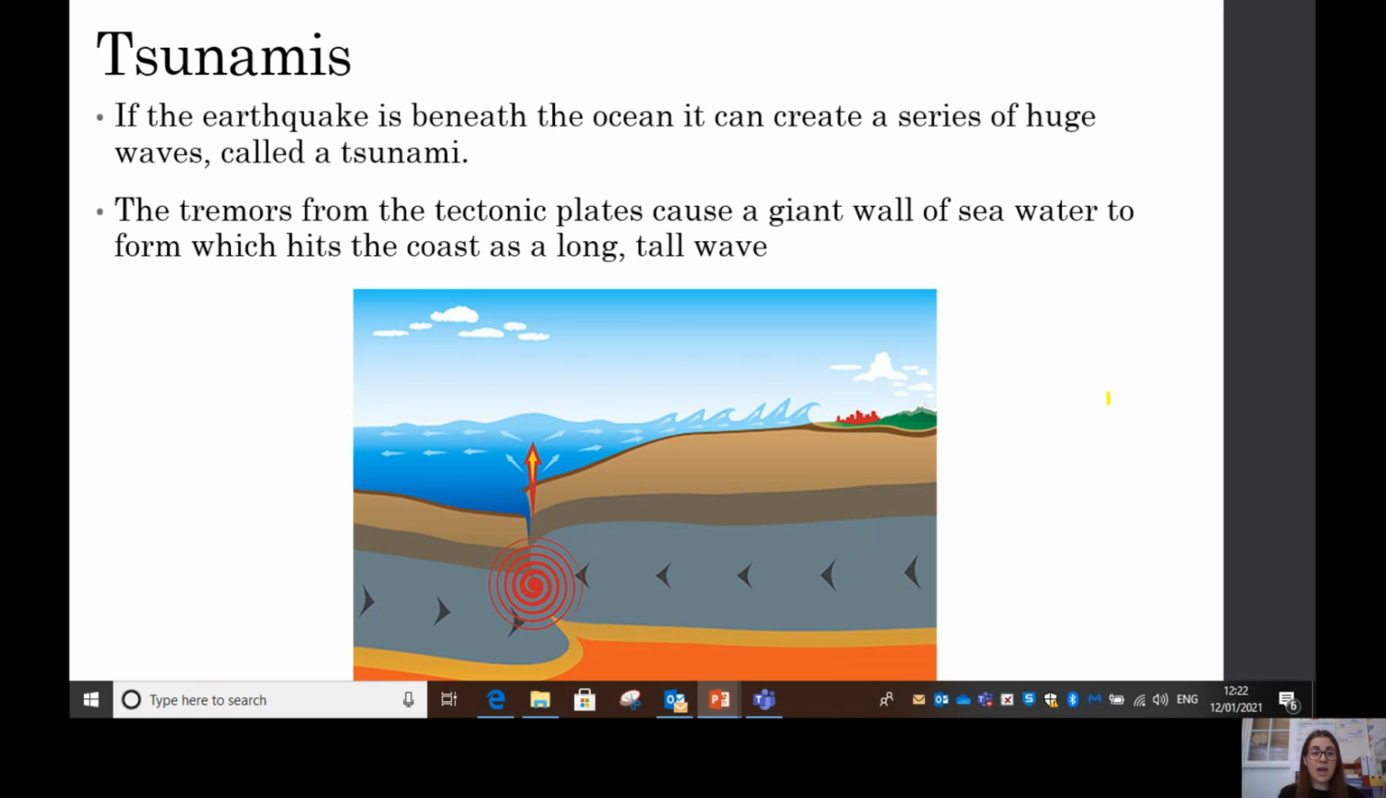The next effect of an earthquake is something called a tsunami. My turn, your turn. Tsunami. If the earthquake happens beneath the ocean, it can create a series of huge waves called a tsunami. The tremors from the tectonic plate cause a giant wall of seawater to form. The ocean floor shakes and it creates a massive wave, which hits the coast as a long, tall wave. So again, it is an absolutely giant wave which comes rolling over. It can flood towns and cities. It can obviously wash people out to sea. It can cause severe flooding.